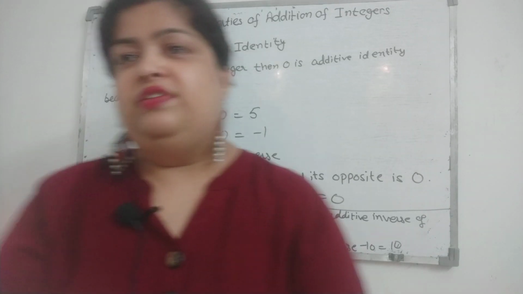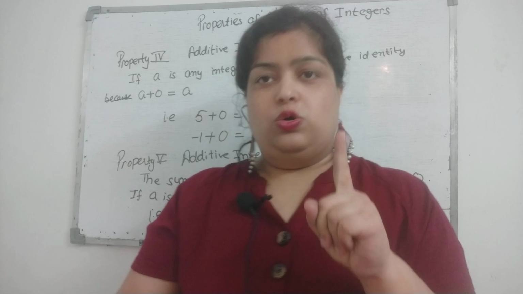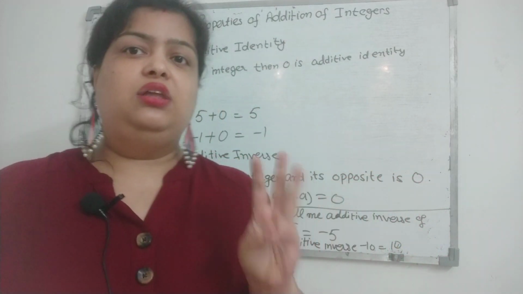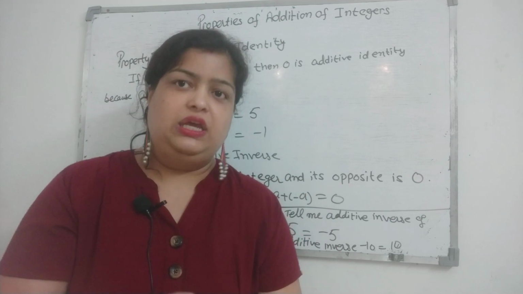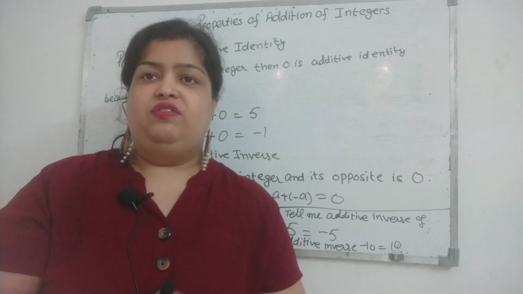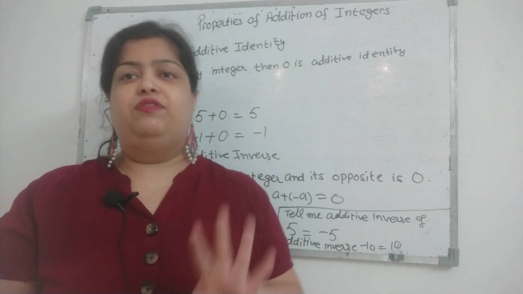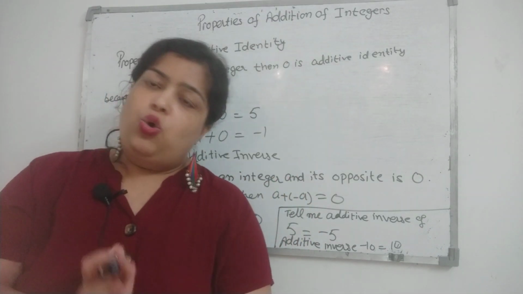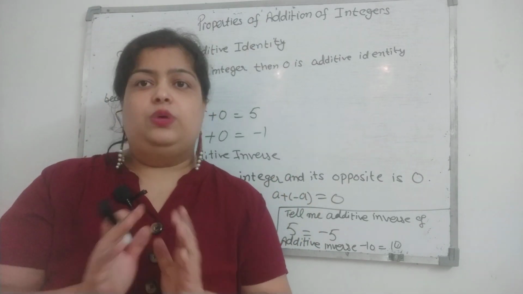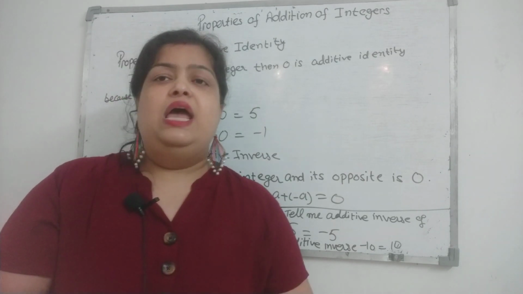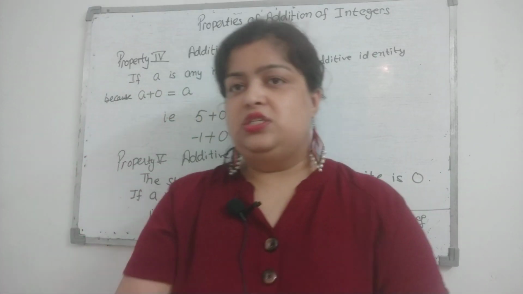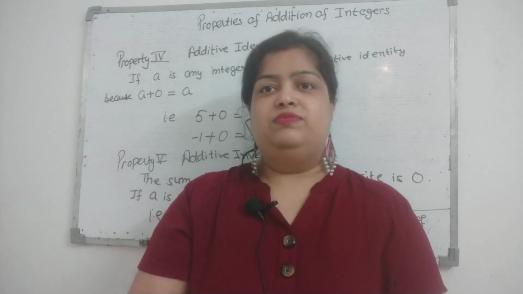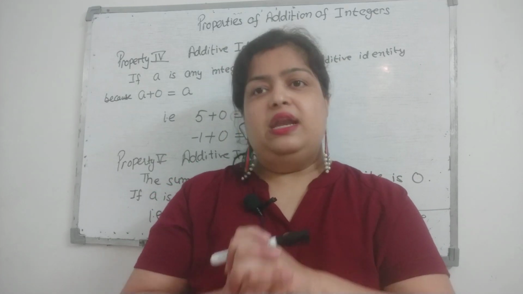First of all, we have done closure property. After that, we have done commutative property. Then the third property is associative property. Fourth one is additive identity, and fifth, the last one, is additive inverse. These are all very easy properties. You can learn these from this video, and on the basis of this, we will do our exercise 2.1 in my next video.